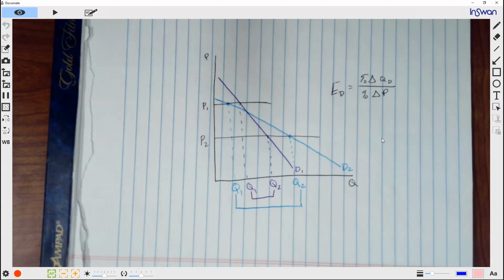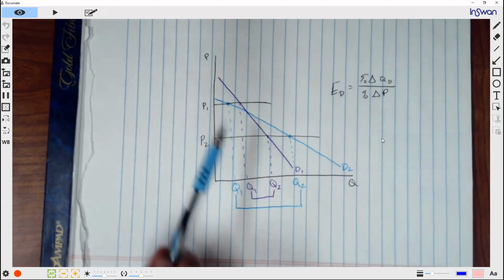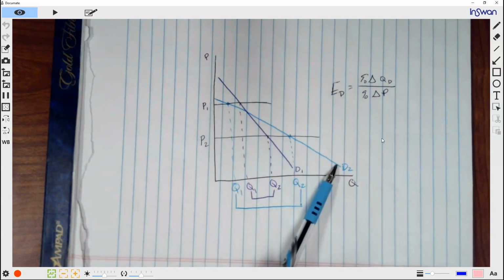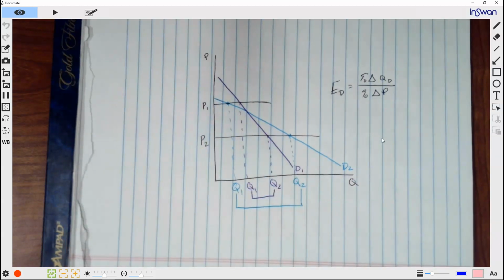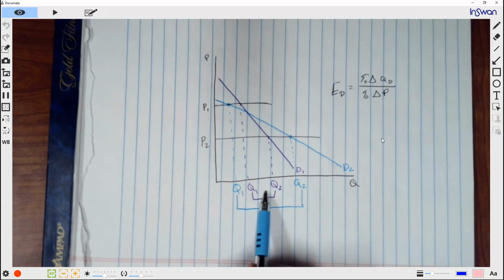What do we know from that? We can tell from that a flatter demand curve corresponds to more elastic demand. A steeper demand curve corresponds to more inelastic demand. Remember, inelastic is where your quantity has a smaller response to a price change. More elastic means your quantity has a larger response to a price change.